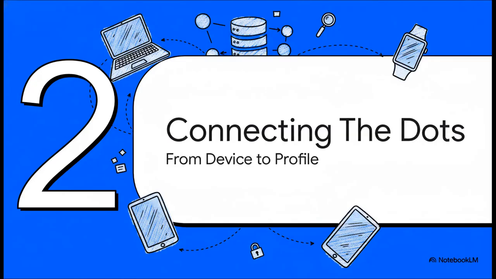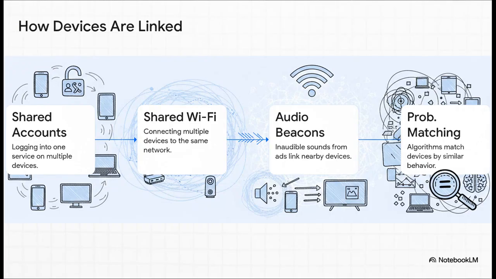Okay, so identifying one device is just the first step. The real goal for trackers is to connect all those unique fingerprints together. Let's look at how they connect the dots to build one single profile of you. There are a few key ways they do this. The most obvious one is shared accounts. If you're logged into the same email on your phone and your computer, that's a really easy link for them to make. Another is your home Wi-Fi. If all your gadgets connect to the same network, they can all be grouped together.